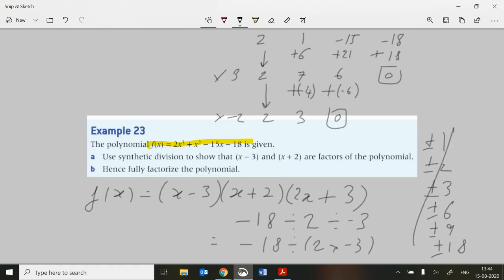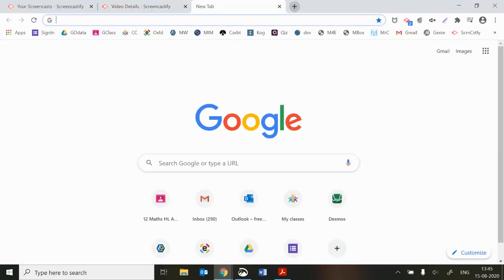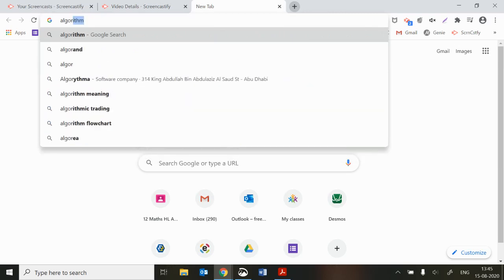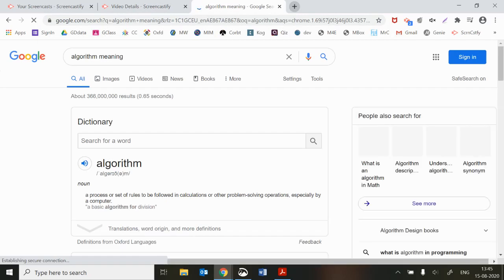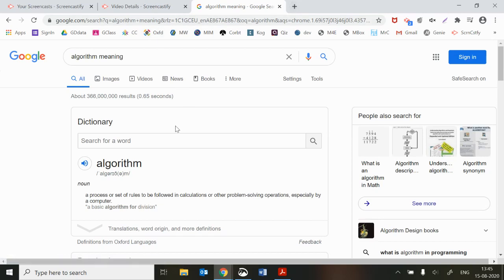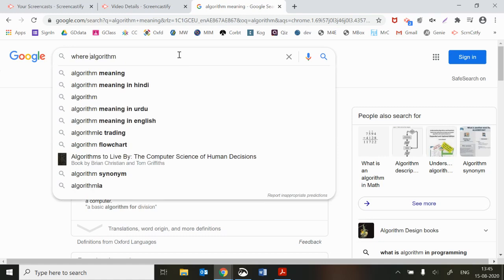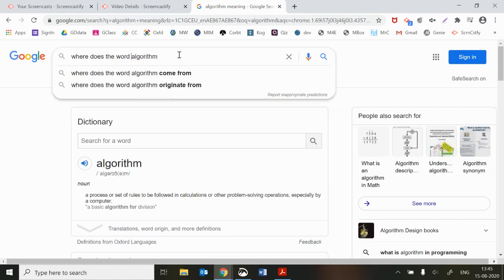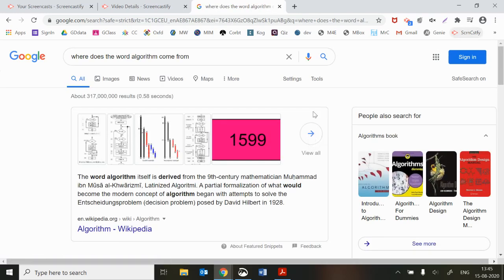Okay, guys, well, thanks for that. Just a little bit extra on the end here. So a little bit extra is the word algorithm, let's just see if we can search this one up. The word algorithm: process or set of rules to be followed in calculations or other problem-solving operations, especially by a computer.